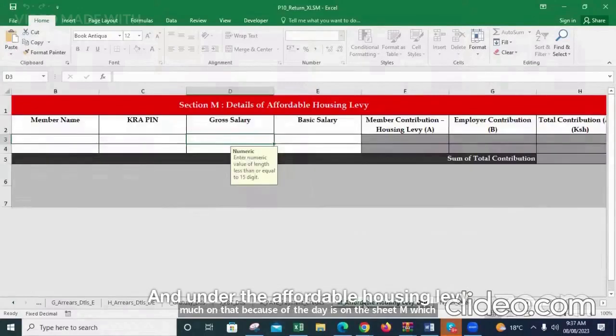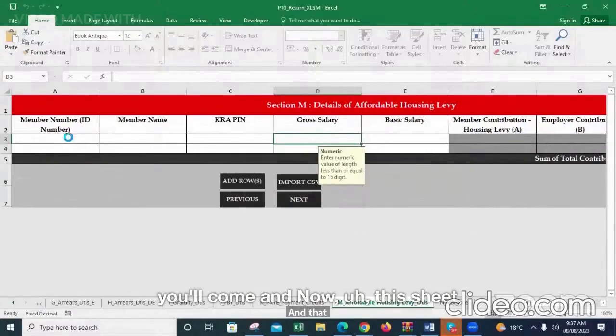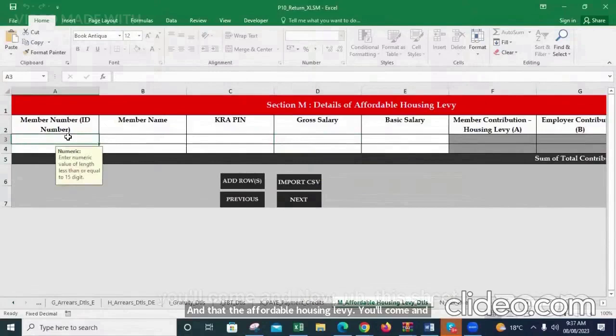And under the affordable housing levy, you will come and... now this sheet, the affordable housing levy sheet, has always been with this pay return from around 2019. I know most employers are seeing it for the first time, and we could hear some employers and some of my friends reaching out, like, Kerry, you've already put the housing levy sheet, how come it's still capping at 2.5? Of course, that was the original delivery.